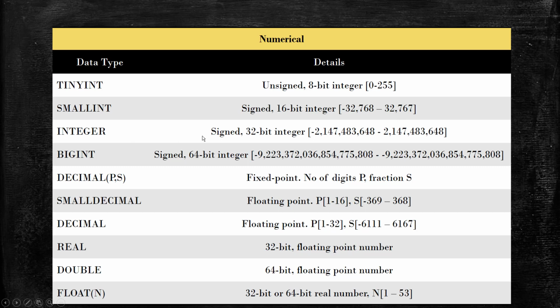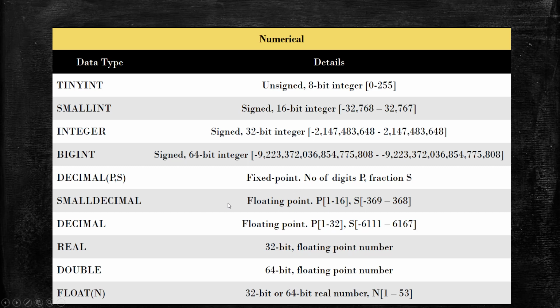Like that, integer is 32-bit, big int is 64-bit. The first data type tiny int is unsigned, and the rest of them are signed. And let's see the real numbers. Decimal with p comma s values. So p is the total length of the number and s is the fraction of that number. For example, if I say 1.234, the total length is 4 and the p value is going to be 4, and on the right side of the decimal those are the fraction of the number, and that is s.